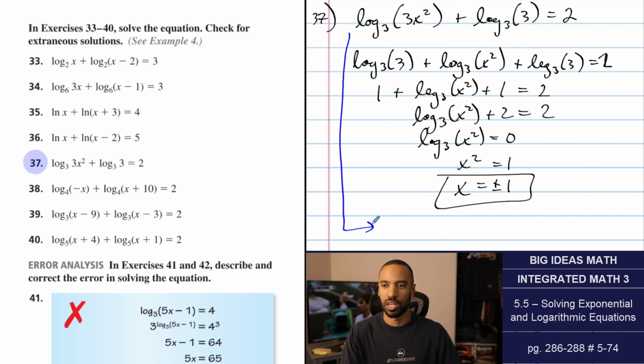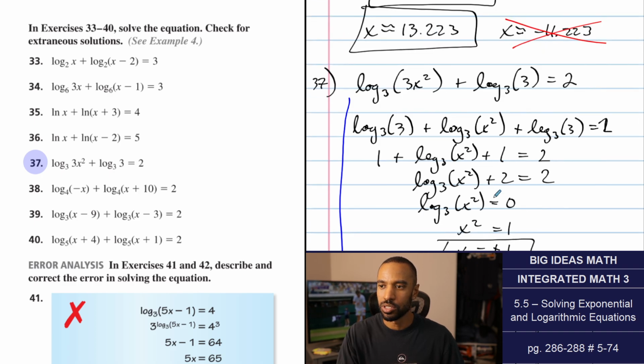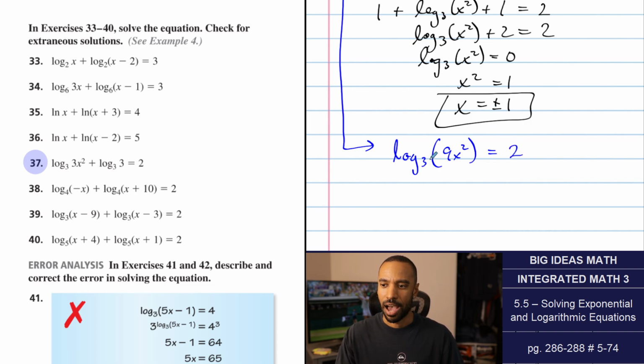So let's go just the other way with it. Let's condense this to a single log. Let's turn this into log base 3 of 3 times 3x squared, or 9x squared, equals 2. Yeah, 2. Now, this is probably faster. 3 squared equals 9x squared. Divide by 9 and take the square root of both sides, x equals plus or minus 1.